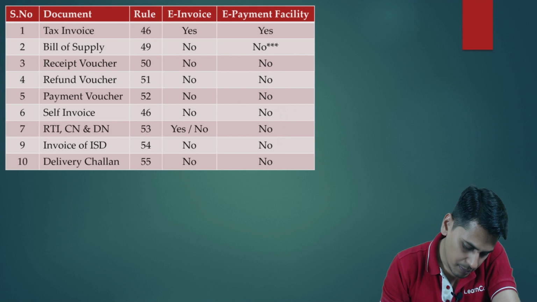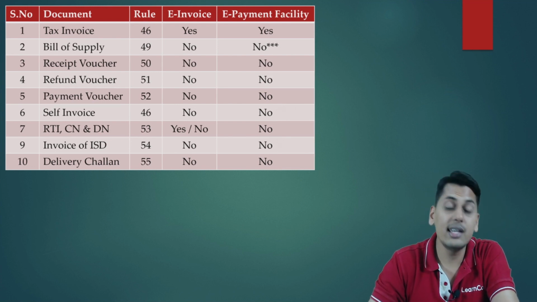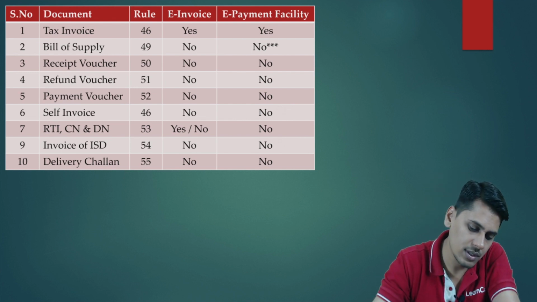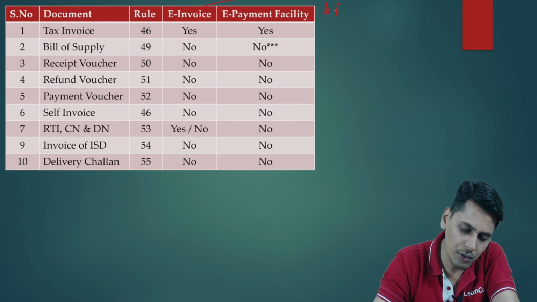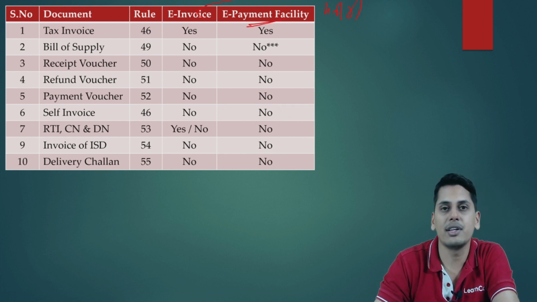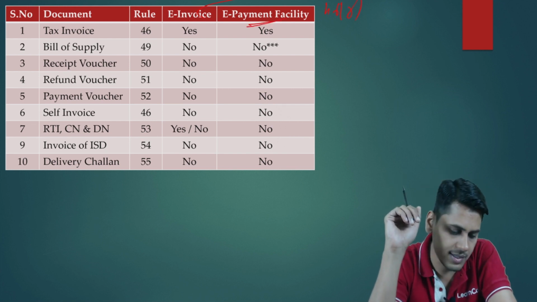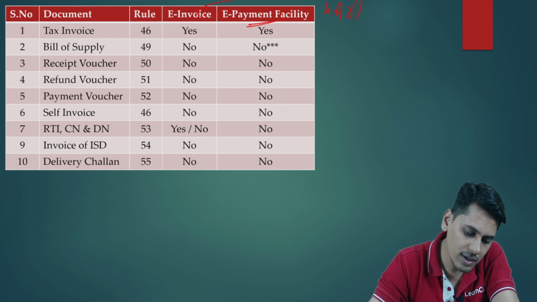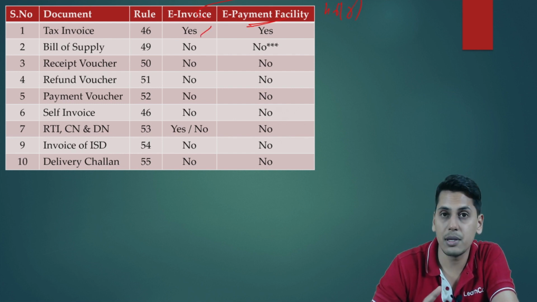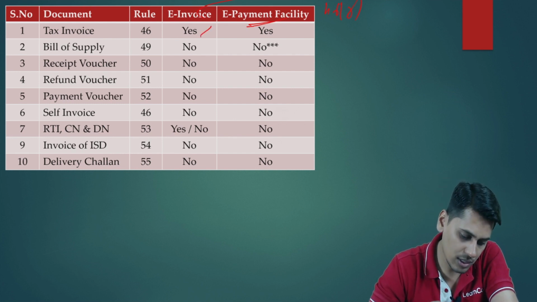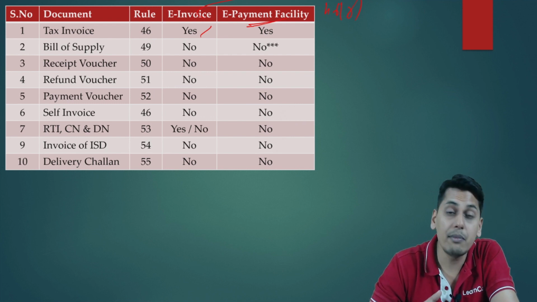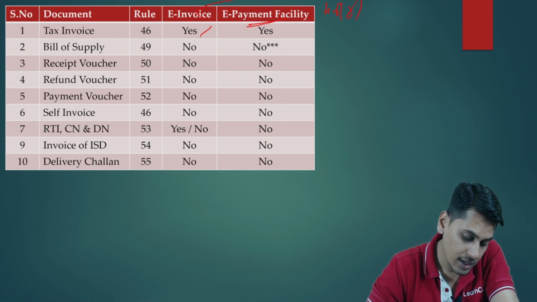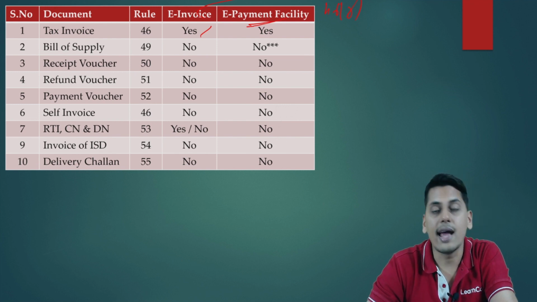So friends, the various documents which are available, let's have a final look. Where is e-invoice applicable and where is e-payment facility applicable? So this e-invoice, 46 sub rule R, e-payment facility, 6th proviso to rule number 46. For tax invoice, e-invoice is applicable, yes. Bill of supply, no. Receipt voucher, no. Refund voucher, no. Payment voucher, no. Self invoice, no. Revised tax invoice, credit notes and debit notes.